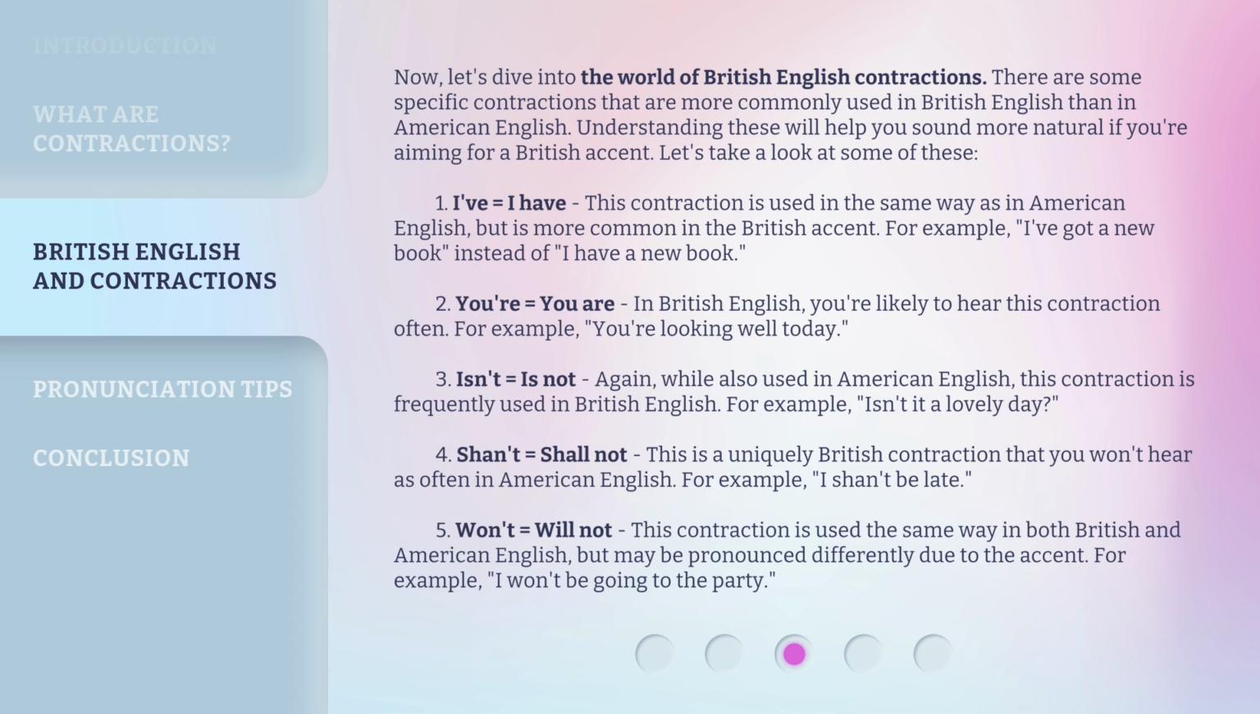5. Won't equals will not. This contraction is used the same way in both British and American English, but may be pronounced differently due to the accent. For example, I won't be going to the party.